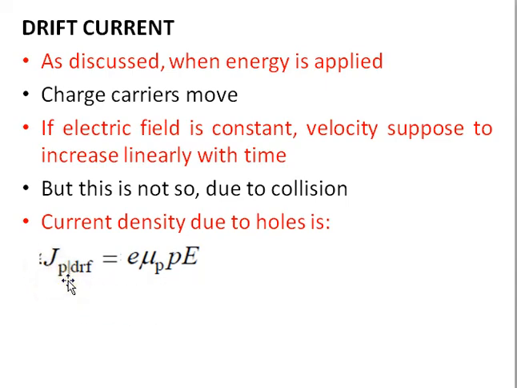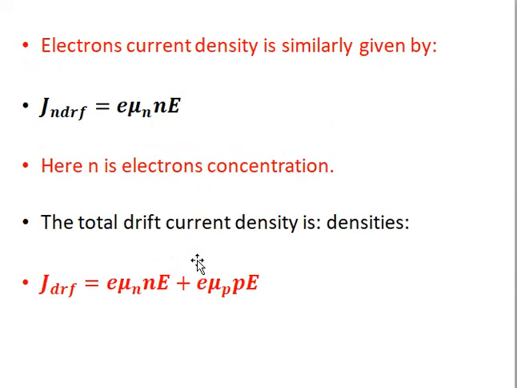And this one, for the holes, is equal to e, the charge of the electron, times mu P times P times E, where mu P is the conductivity mobility of the holes, P is the concentration of holes, and E is the electric field applied. In the same manner, that for electrons is given by this. Instead of mu P here we have mu N, instead of P here we have N.